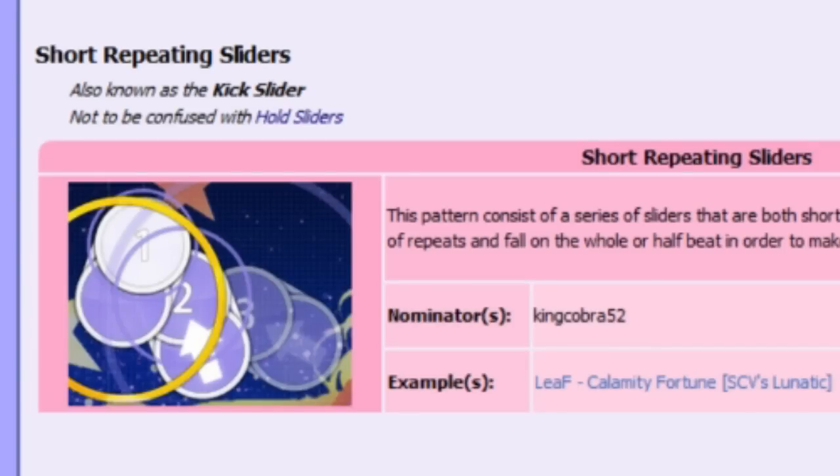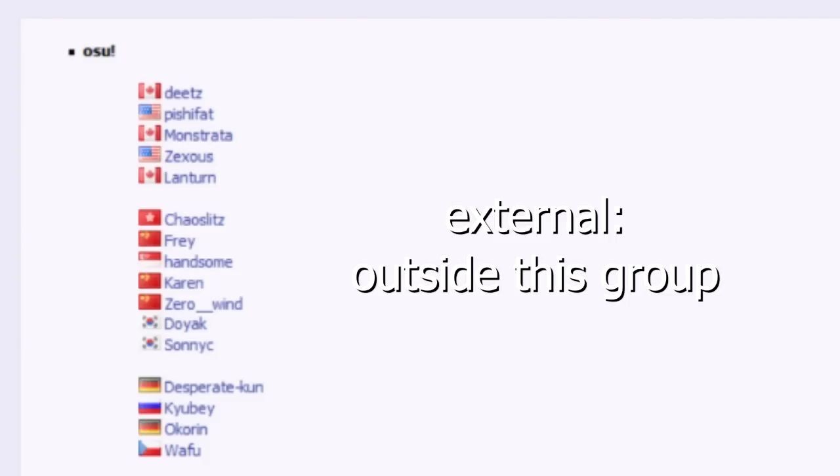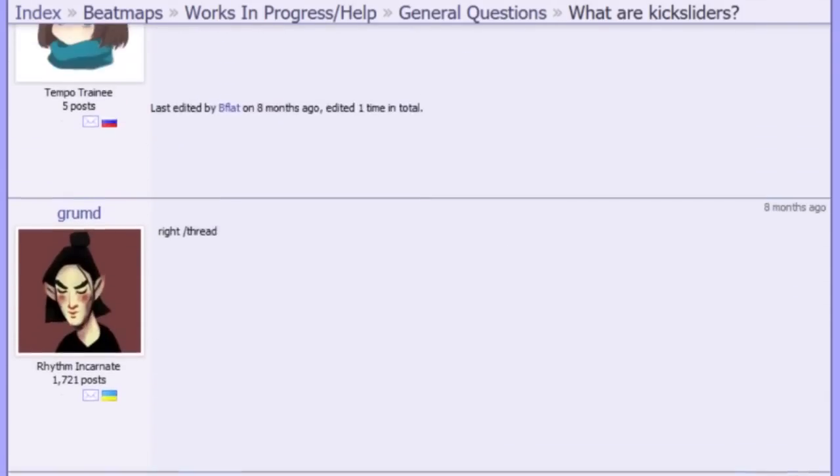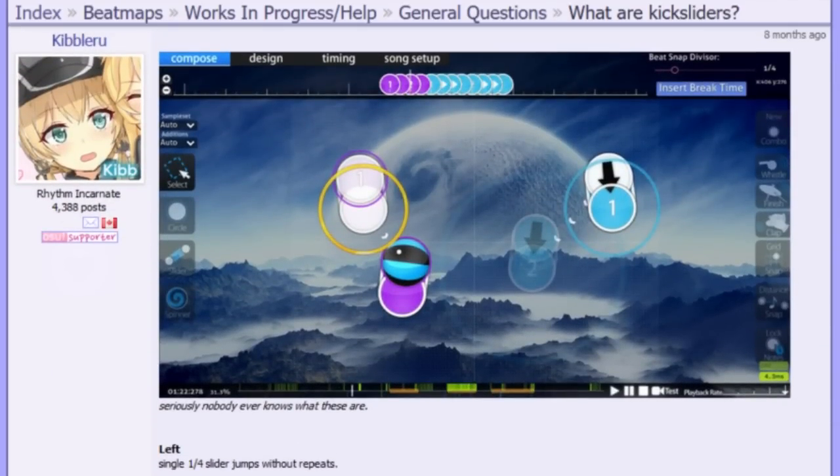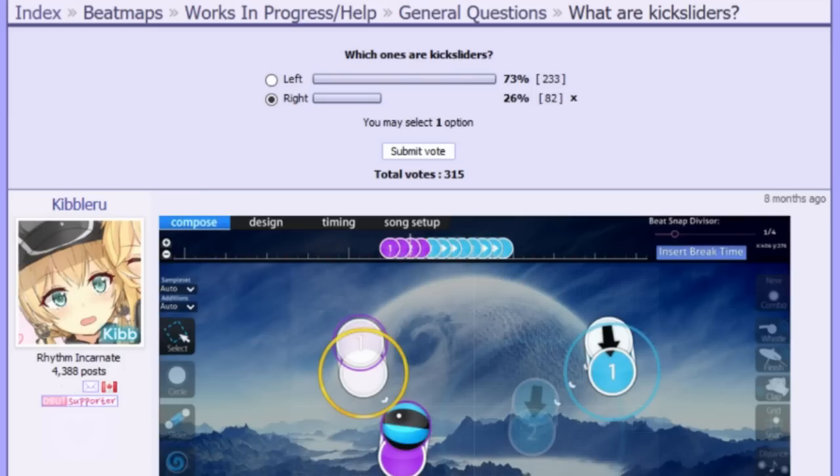Just to make sure the official definition was okay for the ranking criteria, a few external people were asked for their opinions on the matter. One of those external people didn't really have a strong opinion either way, which led to him creating a community poll about kicksliders. And there, it was revealed that the widespread definition of it was even more ambiguous than expected.